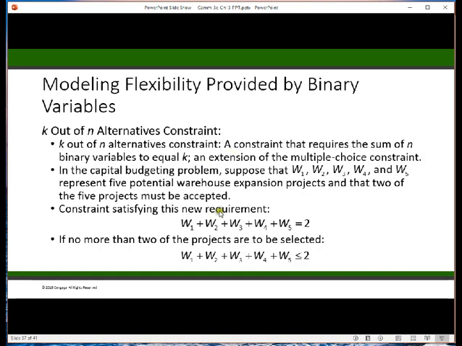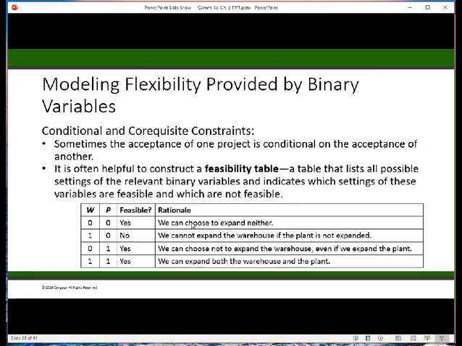So this constraint will tell Solver, okay, if I've got 1 here and 1 here, then these other 3 have to be zeros. So this does give us a great deal of flexibility in the type of problems that we can apply optimization to in business.